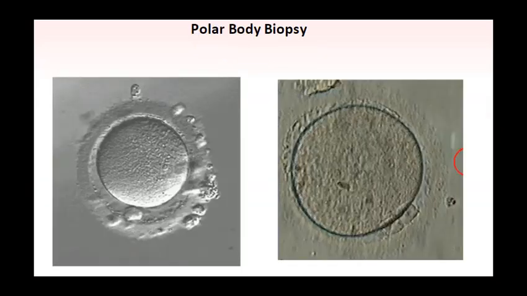Polar body biopsy will be discussed first. The image on the left is a mature egg with an extruded polar body at the 6 o'clock position. The image on the right is a zygote. 2 polar bodies can be seen at the 5 o'clock position.